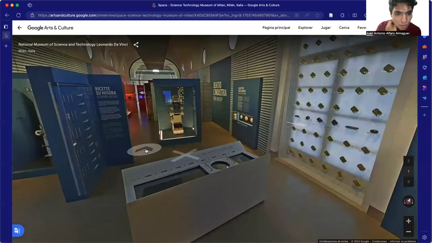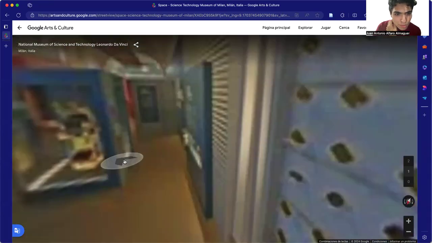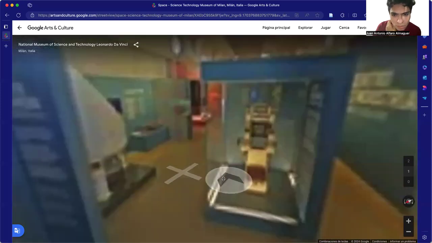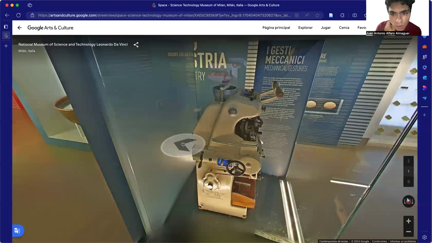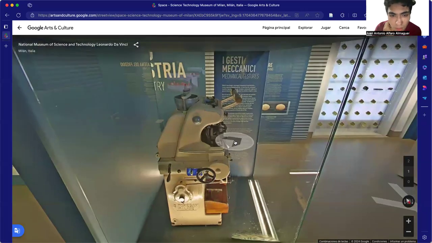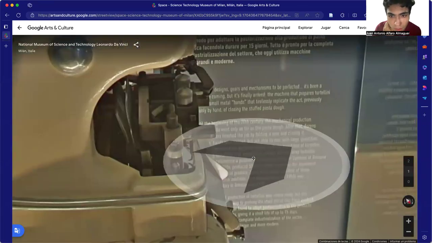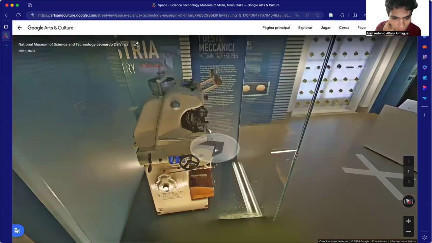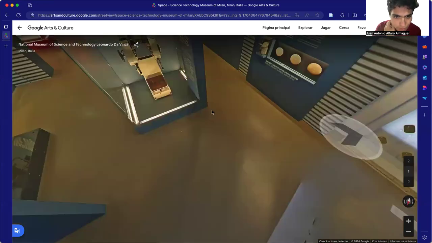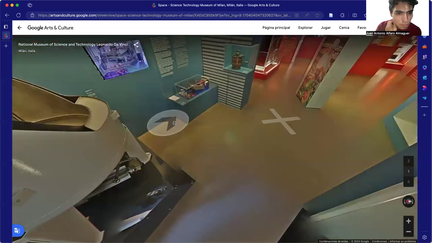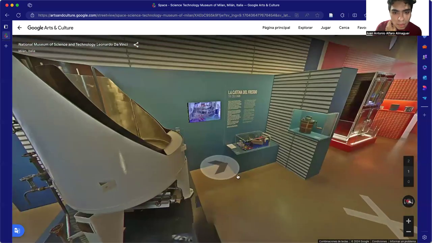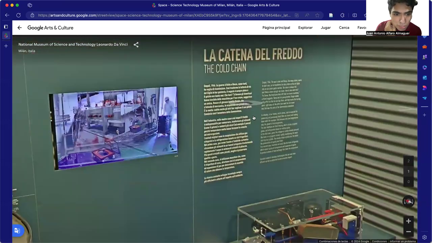What is this? Oh, this looks like a microscope. No, that's not a microscope. No, no. Yeah, I think it's a microscope. No, no. What is this? I can read. La catena del freddo, the cold chain.